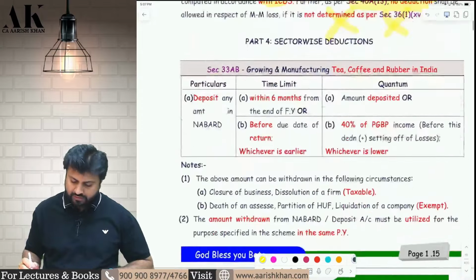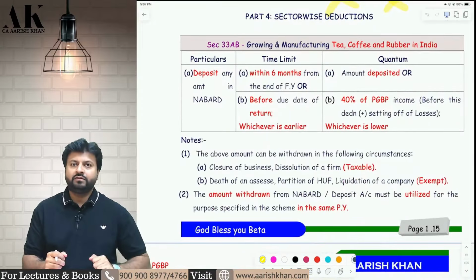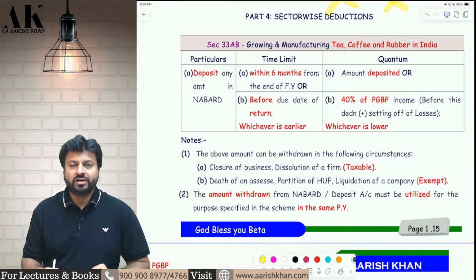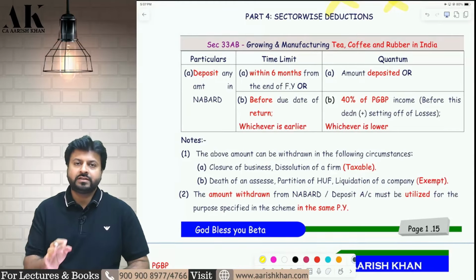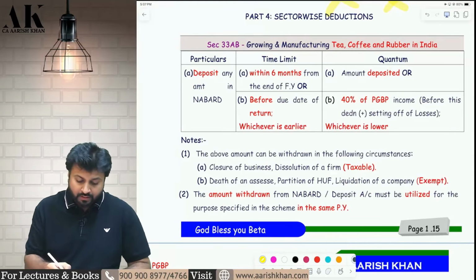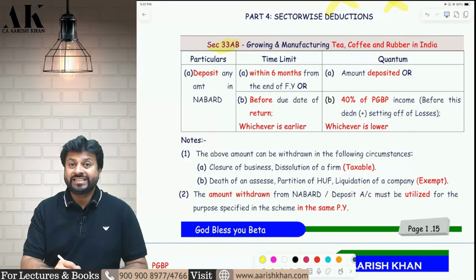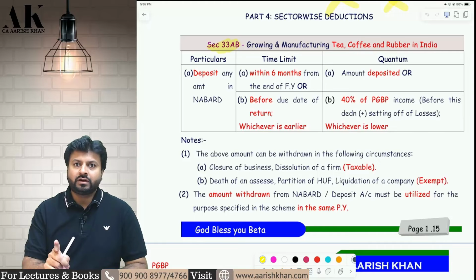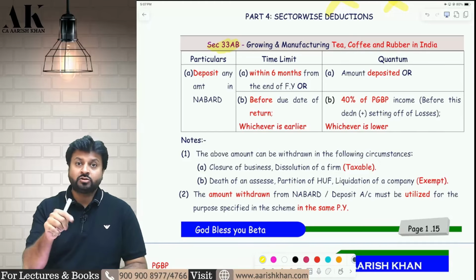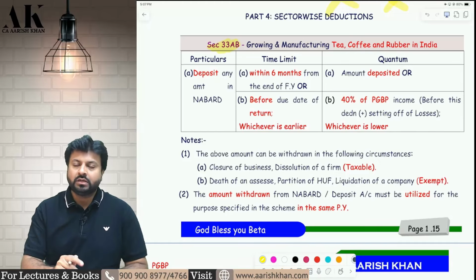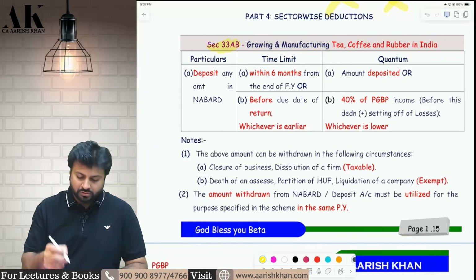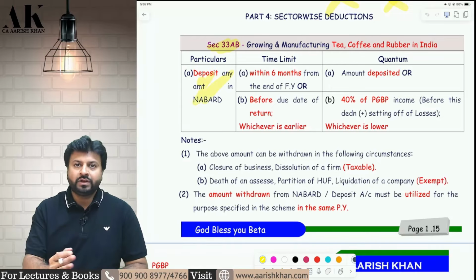Now let's go ahead with the next part, and that is a very big part of your PGBP, and that is sector-wise deduction. We are going to talk about all the different sectors one by one, section-wise. Okay. The very first sector is section 33AB, which talks about growing and manufacturing both, composite activity of tea, coffee or rubber in India. If you are engaged in growing and manufacturing both of tea, coffee or rubber in India, not outside India, it has to be in India, then you are eligible for this deduction. Now what are you supposed to do? You are just supposed to deposit an amount in NABARD. Okay, then you will get the deduction.